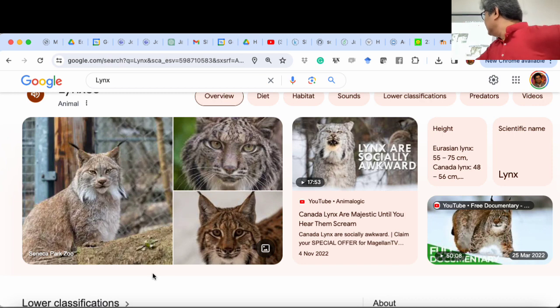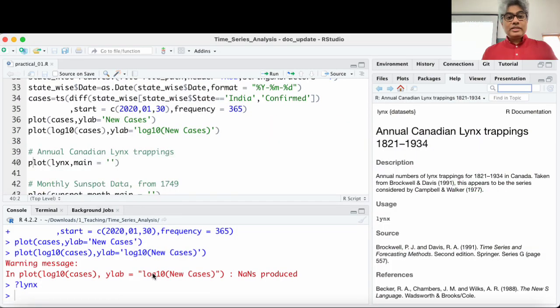It is slightly bigger than that. Okay, and so these trappings, obviously, when the number of lynx increases, the hunters and trappers will go and trap them so that their population can be checked. Otherwise, they will come to the urban areas or the towns, and then it will be more of a mess.